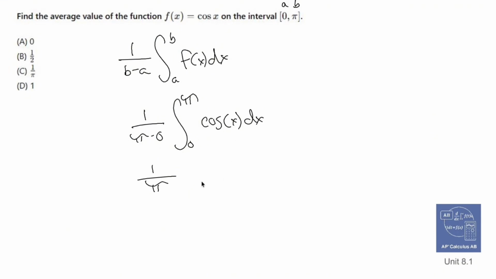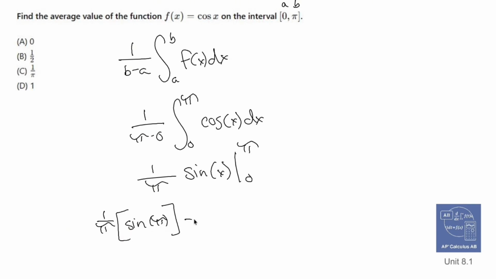So I think I can handle what pi minus 0 is. The integral of cosine is sine, easy peasy. And then my limits are going to be 0 and pi. So let's set it up. We have 1 over pi times sine of pi minus 1 over pi times sine of 0. So this is going to be easy. 1 over pi times sine pi is going to be 1 over pi times 0, and 1 over pi times sine 0 is going to be 0. So that's going to be 0 minus 0.